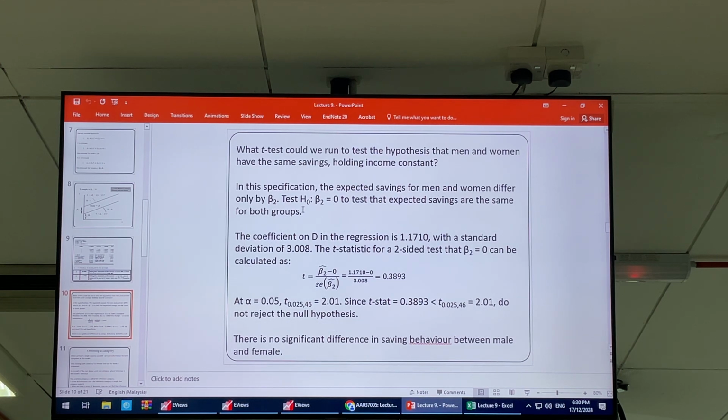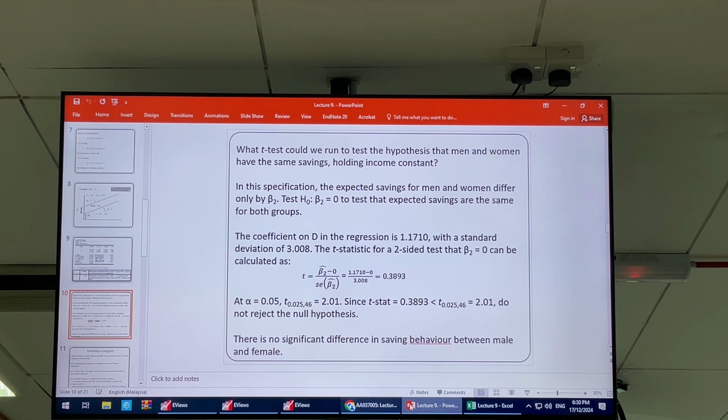So you have to test that beta 2 equals 0, to test that expected saving is the same for both groups. The coefficient on the W variable in the regression is 1.17, with standard deviation 3 point something. If you calculate the t ratio, you get 0.38. You compare with the value from the t table, so it is less than the critical value, so do not reject.